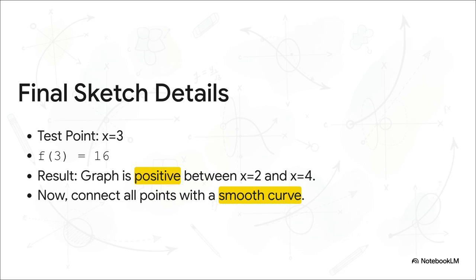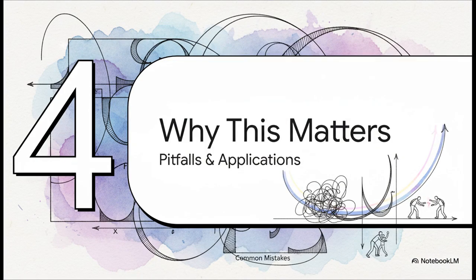Okay, now we can draw the whole thing. We start from the bottom left, come up to the x-axis at -1, and bounce. Then the curve dips down through our anchor point at (0, -8), swings back up to cross the axis at 2. It's going to hit a peak somewhere around our test point, and then it crosses back down at x equals 4, and just keeps on falling forever. And there it is.